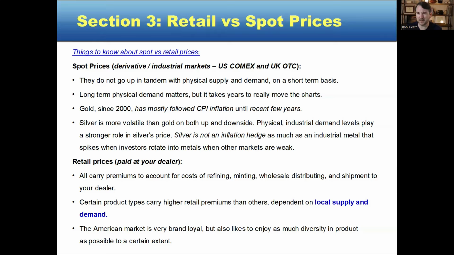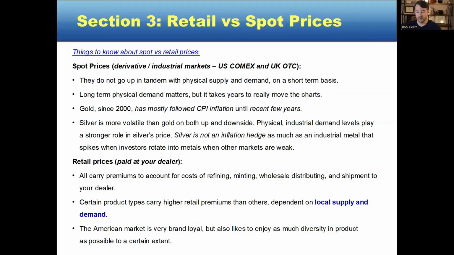All right, last point here on spot prices. Silver is more volatile than gold on both the up and the downside. We saw that on the charts. Although over time, the last 25 years, they've actually been pretty close together. In shorter periods of time, silver's like this, you know, it's the little yappy dog, and then gold is much more smooth.